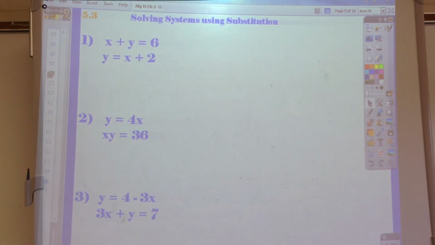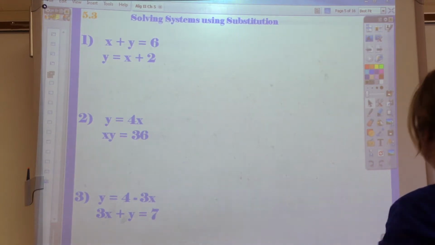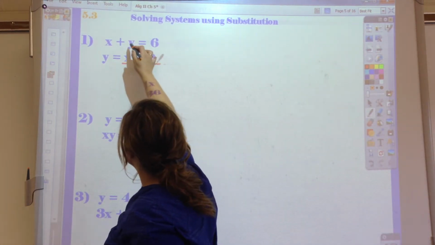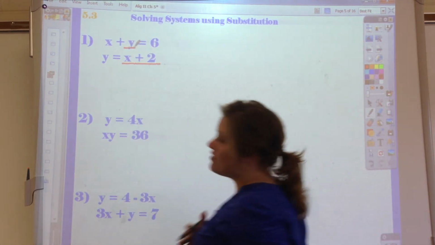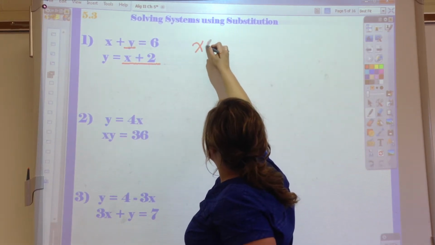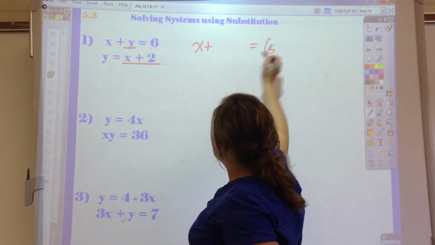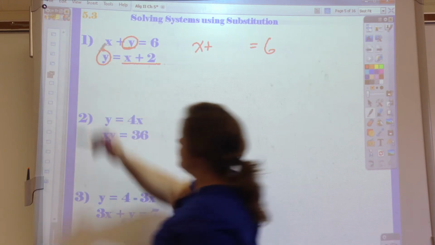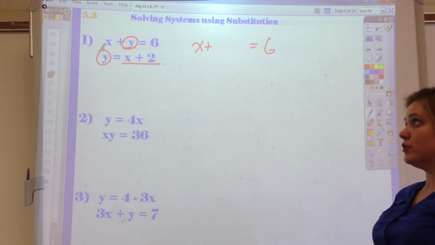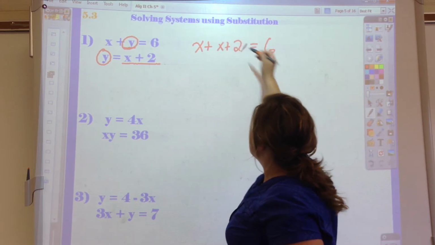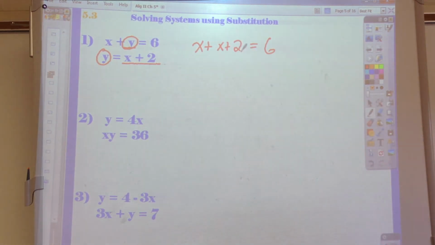Notice that the second equation is already solved for y. And so what we are going to do is take what this equation is equal to and replace y in the first equation with it. So I'm going to rewrite my first equation exactly as it was, except instead of writing y, I'm going to write what y is equal to in terms of x. y was equal to x plus 2, so I'm going to replace y with that.